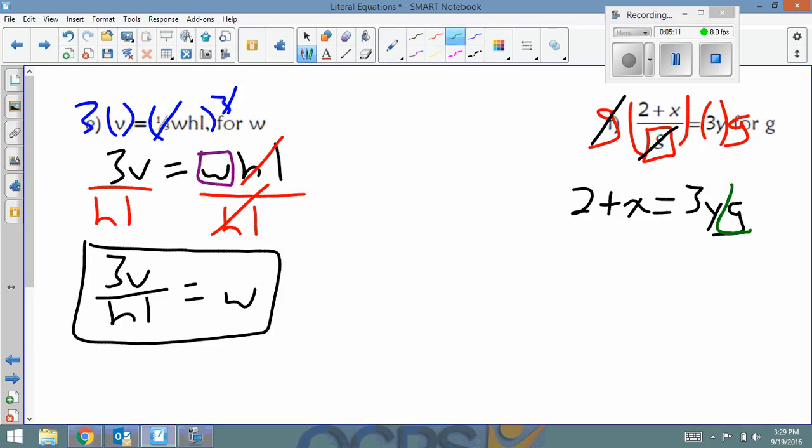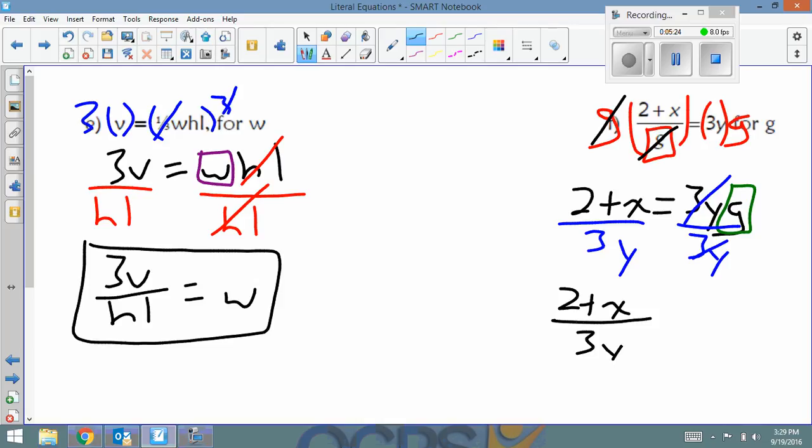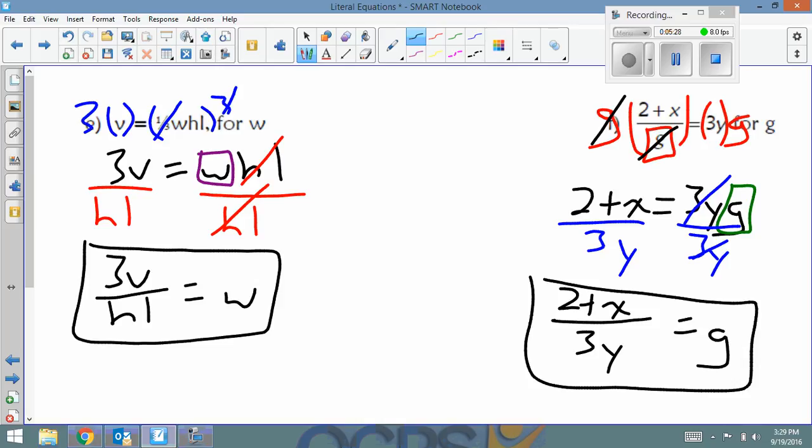We're still solving for this G. What's next to that G is that 3y, and since it's being multiplied, we're going to have to divide it. So those cancel out. So we're left with (2 plus x) over 3y equals G. Since G is by itself, that's our final answer.